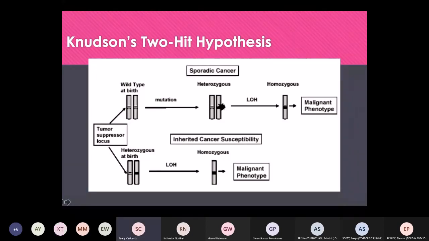Sorry, LOH. Do you know what? I took this diagram off an article and I can't remember what that stands for. I think it's loss of heterozygosity. What that means is basically when you've got two normal chromosomes and then you lose one of them, you're left with just one chromosome, and after that it's more likely to become cancer. I wouldn't worry about that as a term, it was just one that was on this diagram.